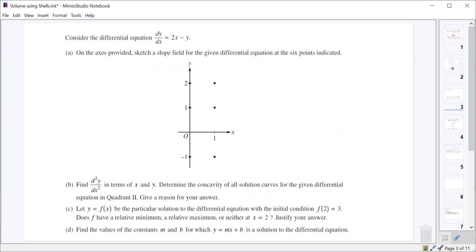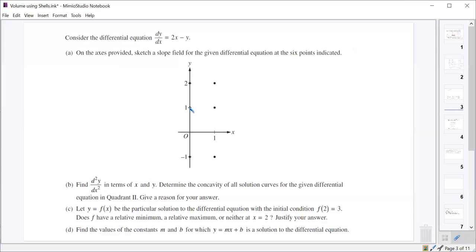Then let's look at this one. So this was the next one. 2x minus y was our differential equation. This one's a little bit different than, and maybe a little bit more difficult than the last one in general, but it's got some good stuff in it. So what did your slope field look like? You just had 6 points to plug in again, which is convenient.